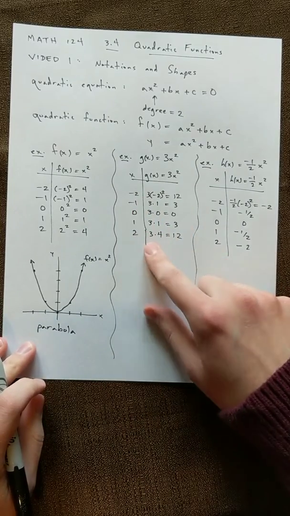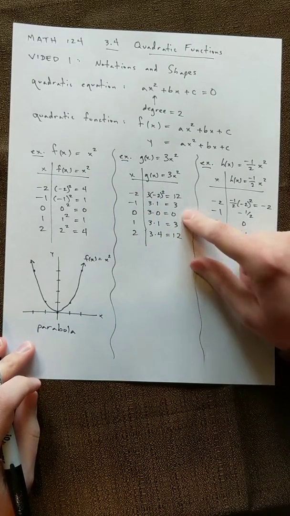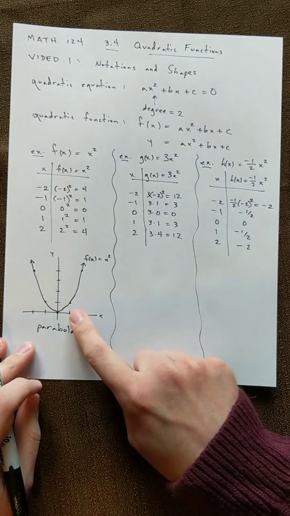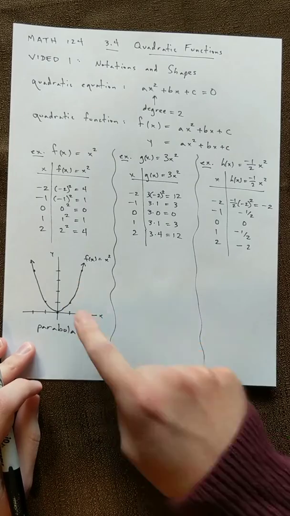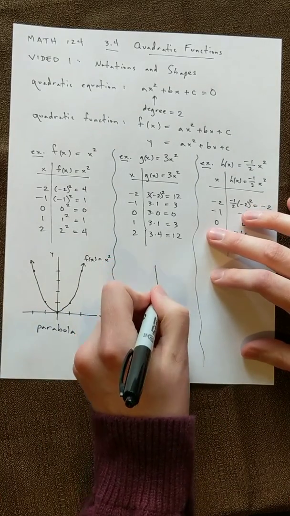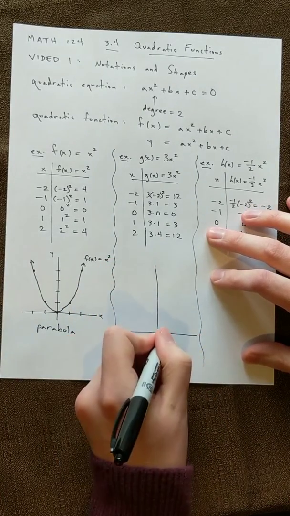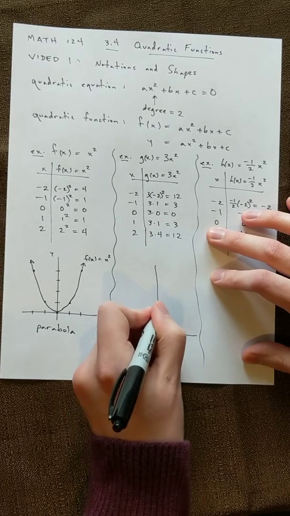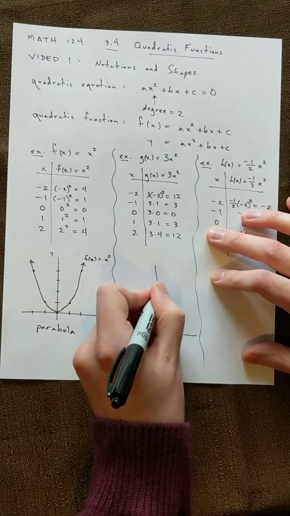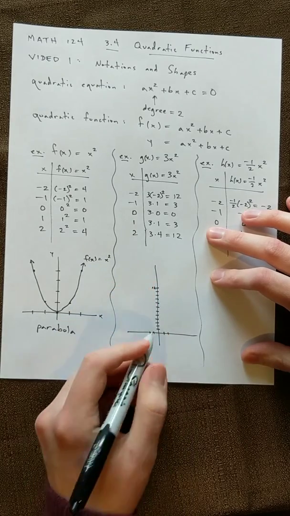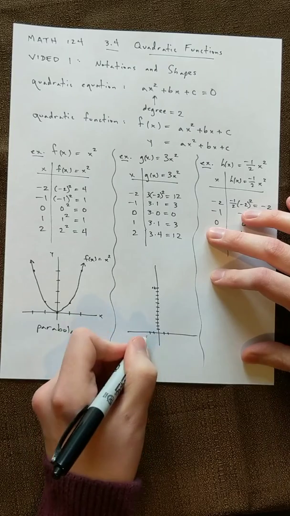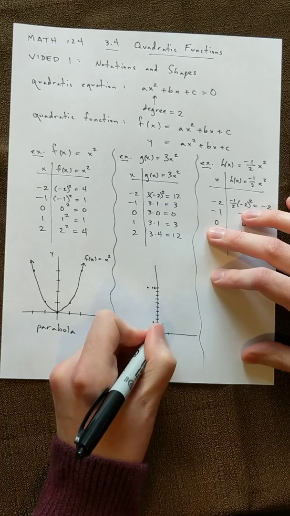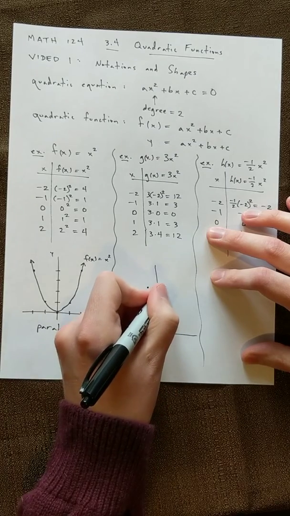Okay, if we draw the next one, same story. Our y's are all positive numbers, 0, 3, and 12. So I am going to have to stretch it out a little bit. It's not going to be able to fit on a graph this size, so let's maybe draw our tick marks a little bit smaller. Okay, so we counted up to 12. Our first point is -2, 12, -1, 3, 0, 0, 1, 3, and 2, 12.